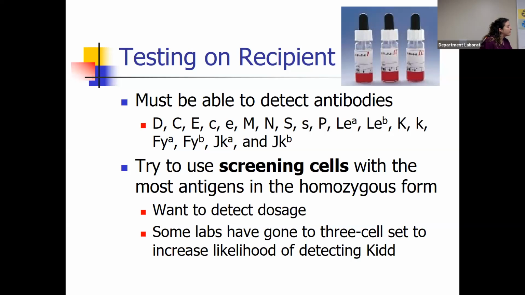Because remember, if it's heterozygous, that reaction is going to be weaker. What if it's so weak that it's maybe not reacting in the heterozygous state? We don't want to miss our Kidd antibodies. Remember, the Kidd antibodies are the ones that are notorious for causing delayed transfusion reactions because that titer drops so low, okay?